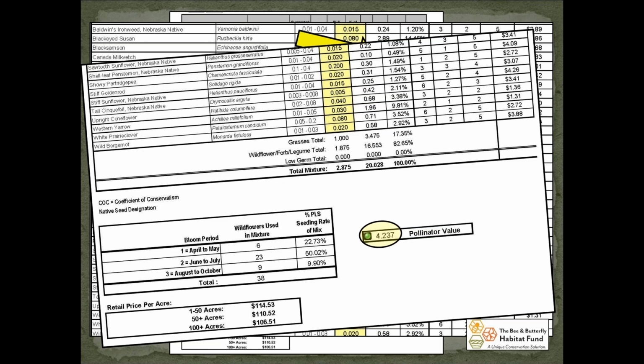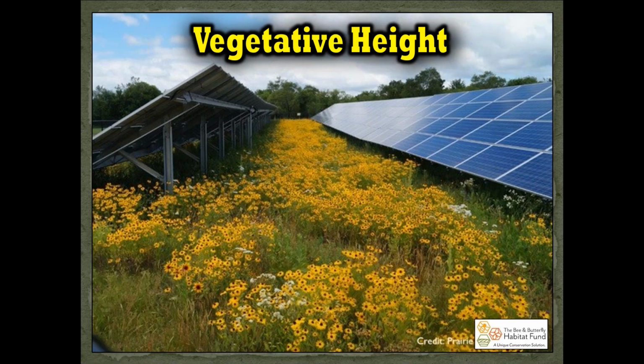Vegetative height, I love putting this one in here because one of the just exploding opportunities to significantly affect pollinator habitat is by combining pollinator and solar. Okay? Anybody in the room working in that area? Few of you? Nice. Well, there's this little factor that you have to consider called vegetative height.